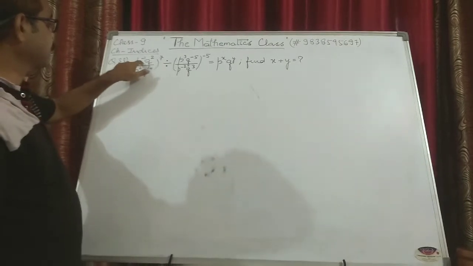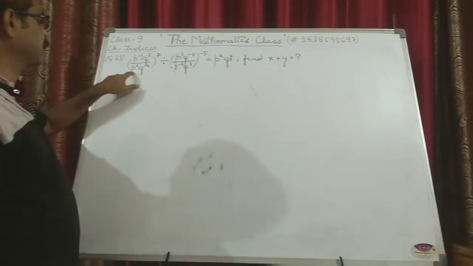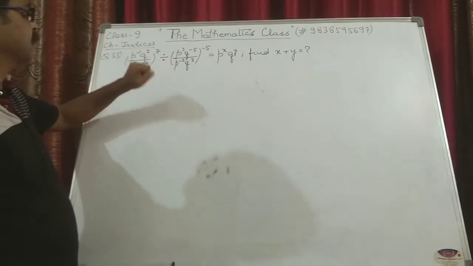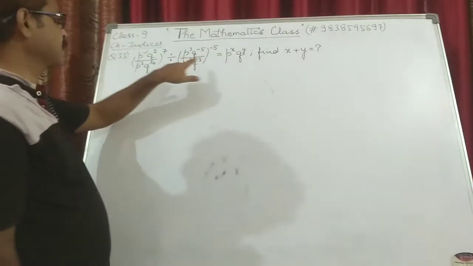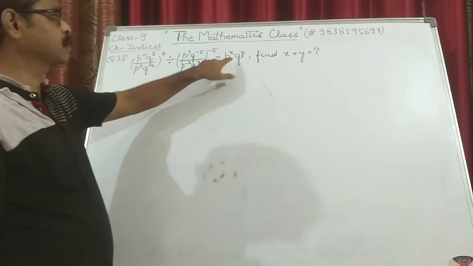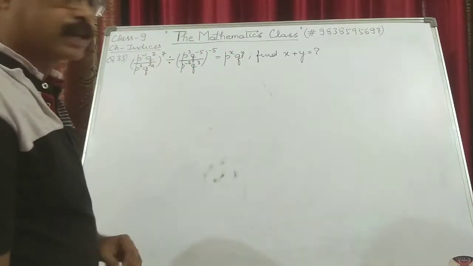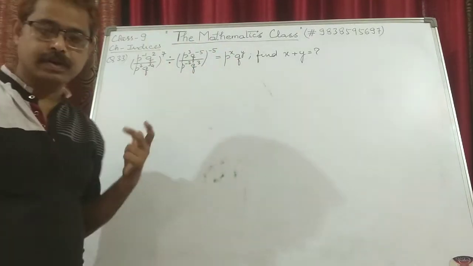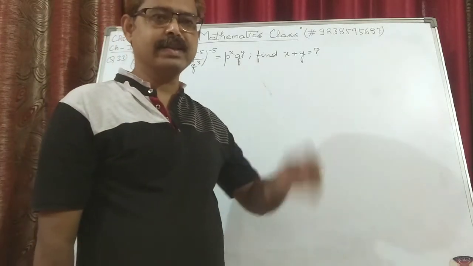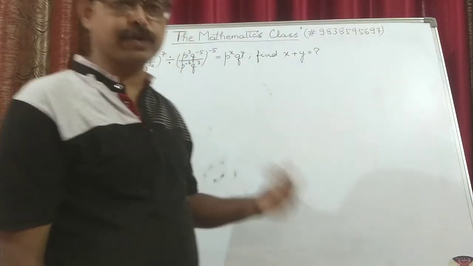Now look at this question. It is (p to the power minus 1 q square upon p to the power 2 into q to the power minus 4) whole power 7 divided by (p cube q to the power minus 5 upon p to the power minus q cube) whole power minus 5 is equal to p to the power x q to the power y. Find xy. Means in this question you have to solve and find the value of x and y, and then later on you can add.